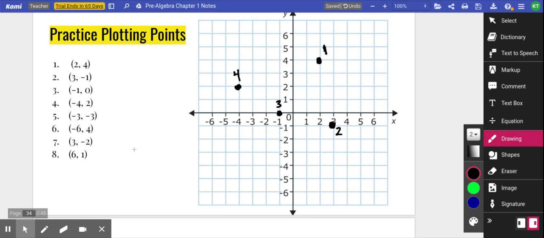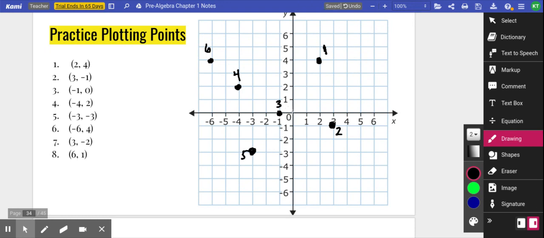All right, I want you to pause and just see if you can locate these next 4 points or where you think they might be on the graph. All right, let's see how you did here. Point 5 is (-3, -3). So point 5 should have been right here. Point 6 is this way for x, up 4. So there's point 6.